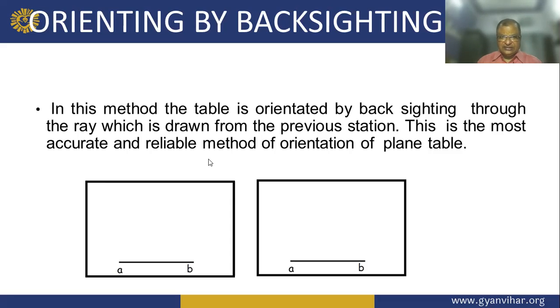In this method, the table is oriented by back sighting along the ray drawn to the previous station, and this is the most accurate and reliable method of orientation of the plane table.